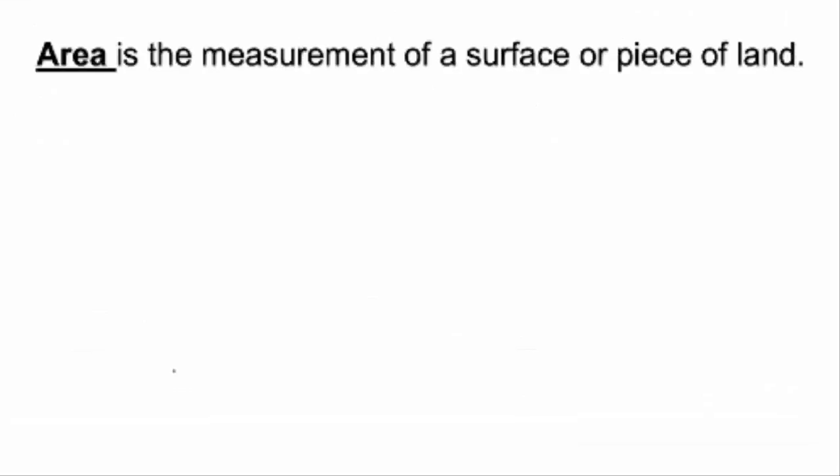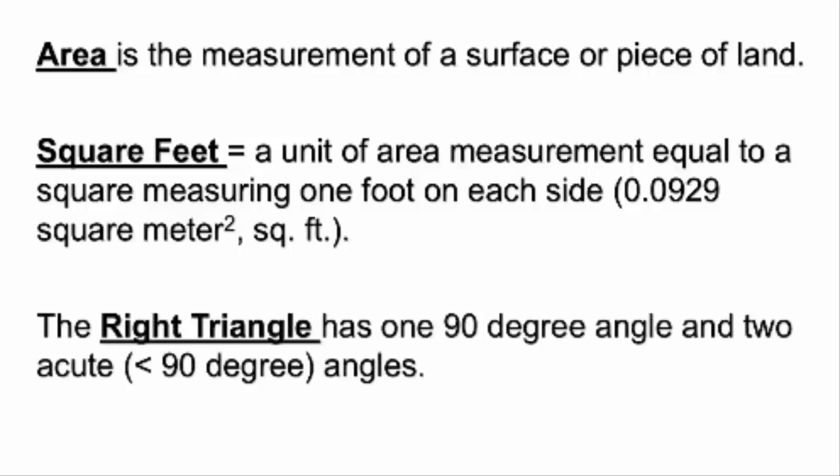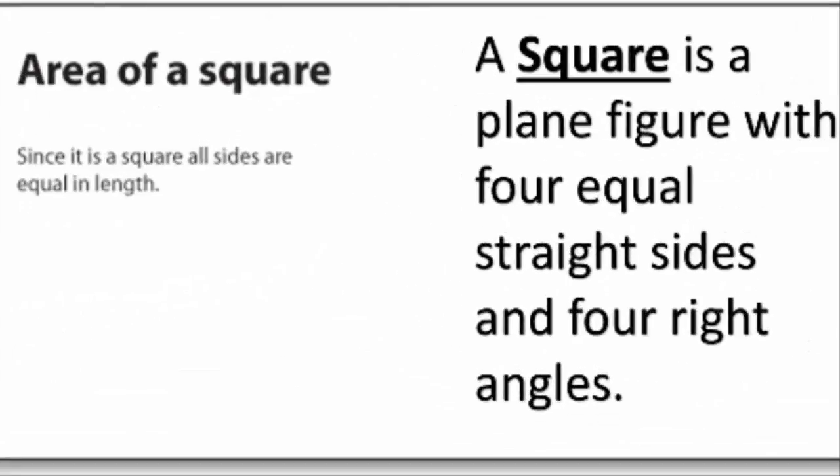The definition for area is the measurement of a surface or piece of land. Square feet, a unit of area measurement equal to a square measuring 1 foot on each side. The right triangle has one 90-degree angle and two acute angles, which are less than 90 degrees. A square is a plane figure with four equal straight sides and four right angles.